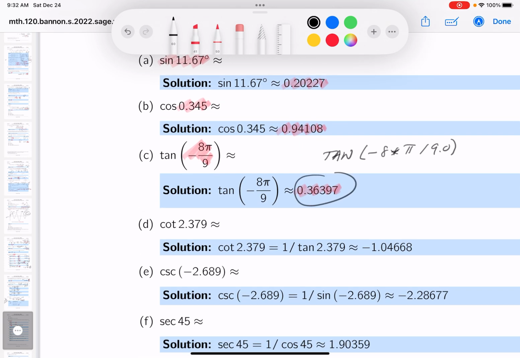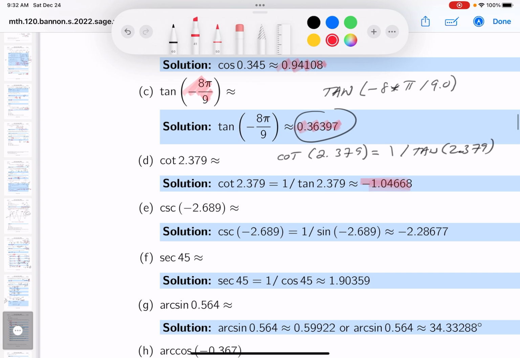Now this one over here, I want to point out, it's still going to be in radian mode. Most calculators don't have the cotangent. So what are you going to do? Write the cotangent of this number, 2.379, as 1 divided by the tangent of 2.379. And you certainly have that on your calculator. And if you do that, you should be able to get this number over here.